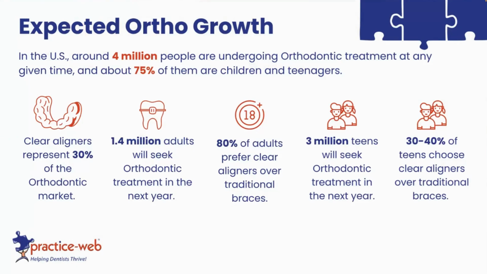And then the growth of ortho is just tremendous. We see that the clear aligner segment is about 30% of the market. And then you have about 1.4 million adults that will seek orthodontic treatment in the next year. And 80% of those adults prefer clear aligners, but there's still a segment that would be fine with traditional braces. 3 million teens will seek orthodontic treatment in the next year, and 30 to 40% of those teens choose clear aligners. Actually, I've heard stories where teens sometimes like the braces because it's almost like a badge of honor nowadays in high school that I'm going through braces, and then they like to pick their colors and all that stuff.